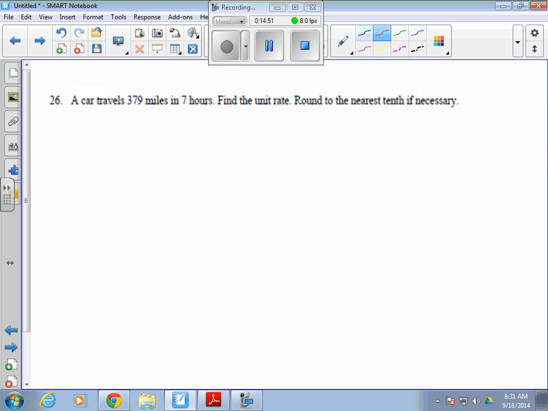26 says a car travels 379 miles. That is your distance measurement. In 7 hours. That is your time measurement. It says find the unit rate and round to the nearest tenth. Rate equals distance over time. Think of what a speedometer says.